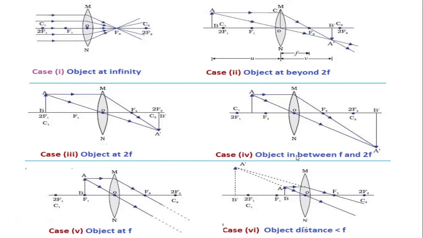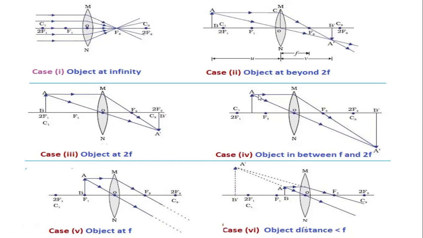Next case, when the object is present in between the focal point and center of curvature, the image will form behind the center of curvature. The image is enlarged. In the previous case, the image was of the same size as that of the object. But in this case, the image is enlarged.